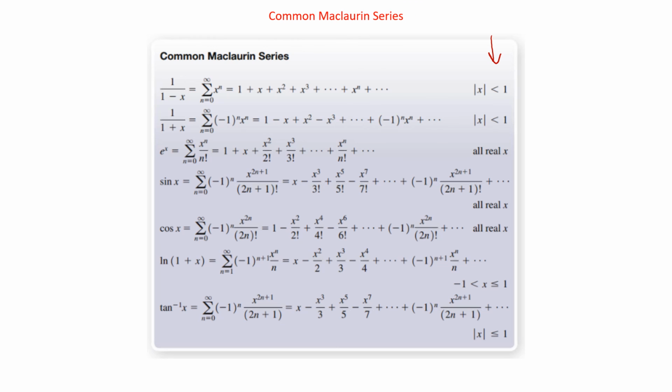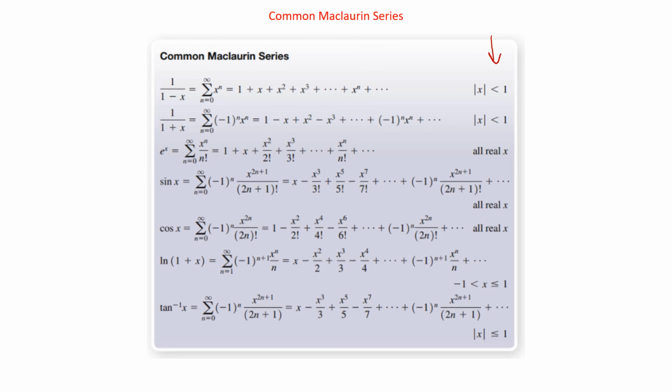e to the x, we saw that one. That converges for everything. Sine of x, we saw that one. That converges for everything. Cosine is going to be similar to sine, except that it has the other terms because the zeros and the ones are switched. Natural log of 1 plus x, we saw that one, actually. That converges for x greater than -1 but less than or equal to 1. It can't equal -1 because then you have natural log of 0, and that's undefined.